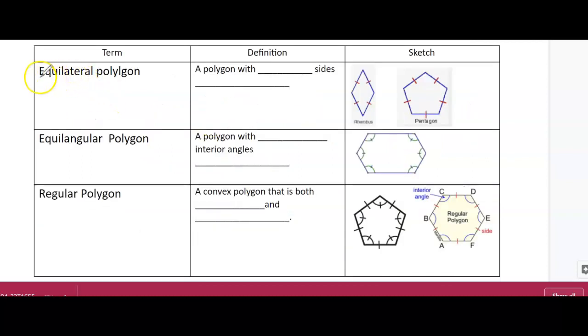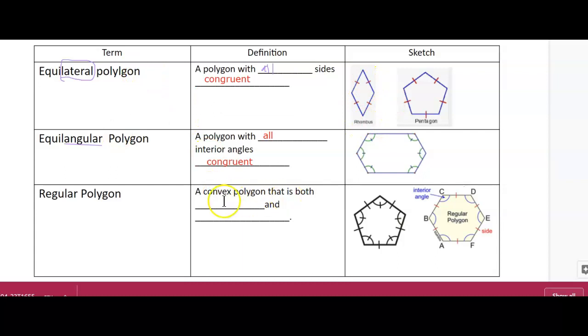Then we have an equilateral polygon: all the sides are equal, a polygon with all sides congruent. See, the sides are marked congruent. An equiangular polygon, see the word angular? A polygon with all interior angles congruent. You see how all the angles are marked congruent, but the sides, this side is longer. So this is equiangular, and this one up here is equilateral.